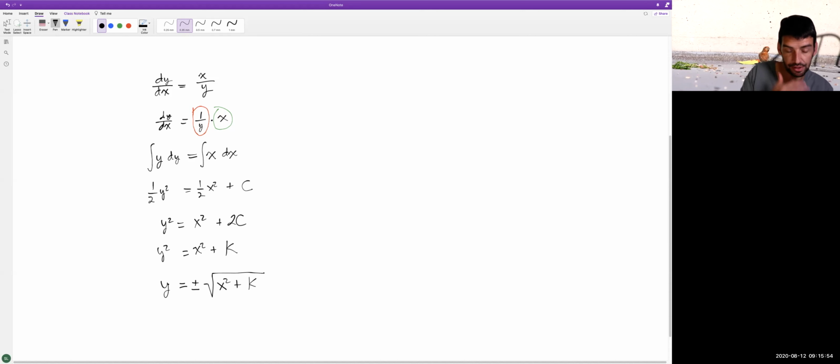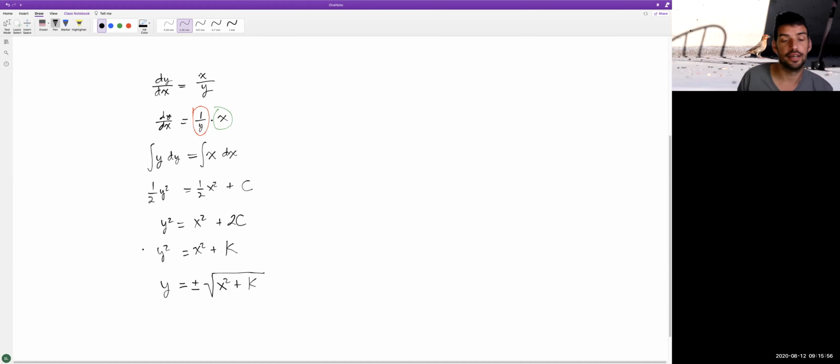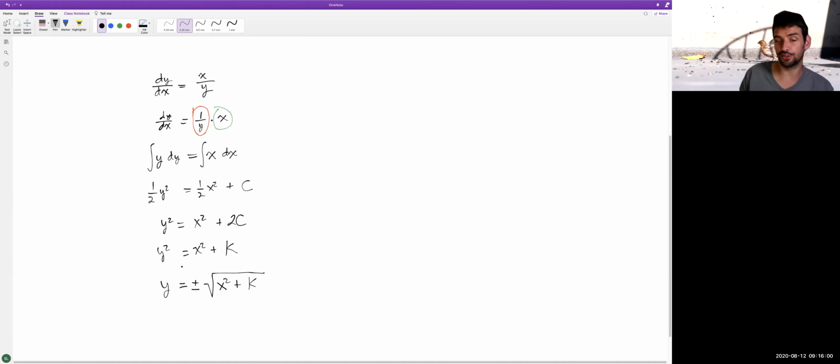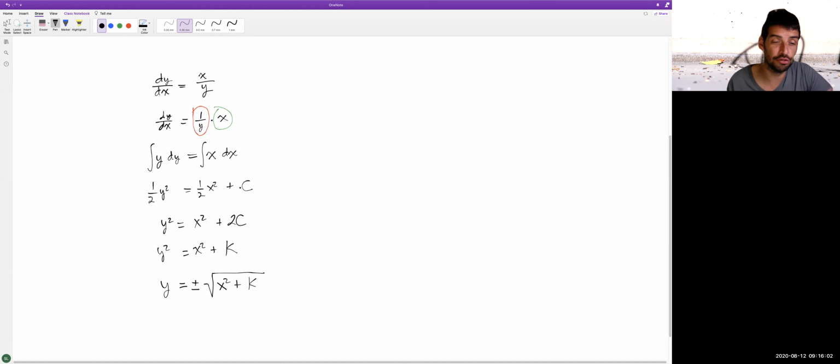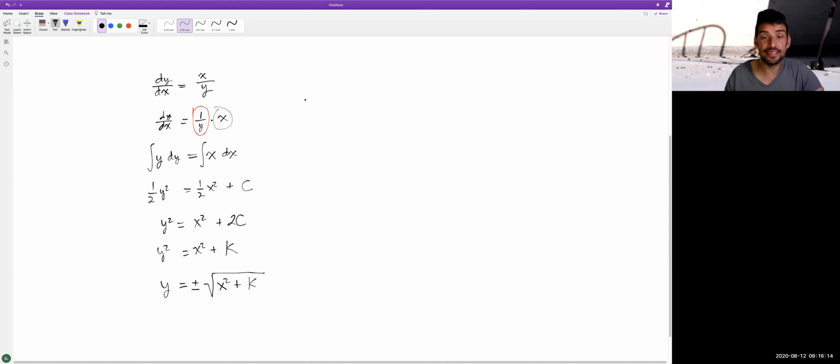And according to this, our solution could be either, right? This falls right in line with the fact that this is the general solution, not a particular solution. If we were given a particular solution, then we would know whether it needs to be positive or negative. For instance, let's just do that.